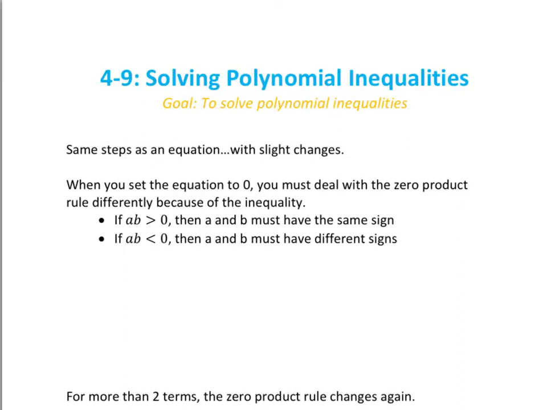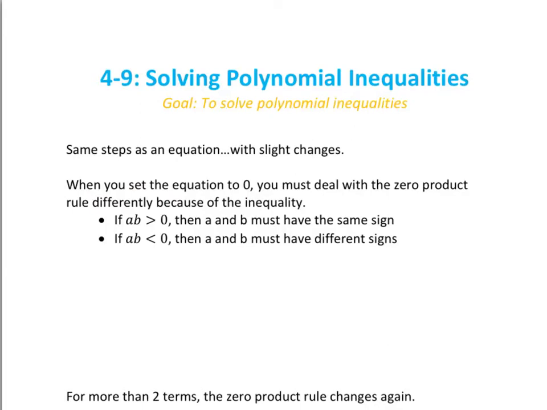So, like I said, same steps at the beginning. Okay, you got to set the equation equal to 0. And then factor the other side, all that's the same. Right? But once you get to the zero product rule, in order to get the answer, you're going to have to deal with it a little bit differently because zero product rule changes with an inequality instead of an equation.